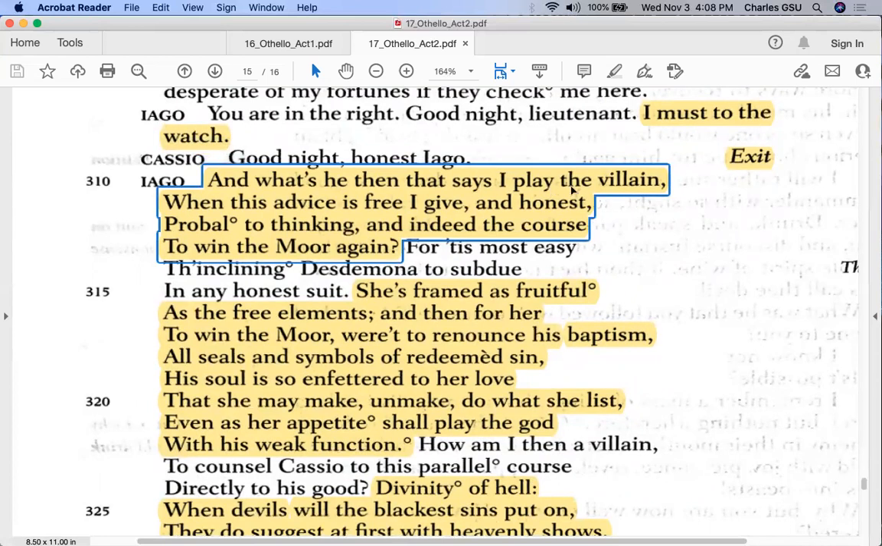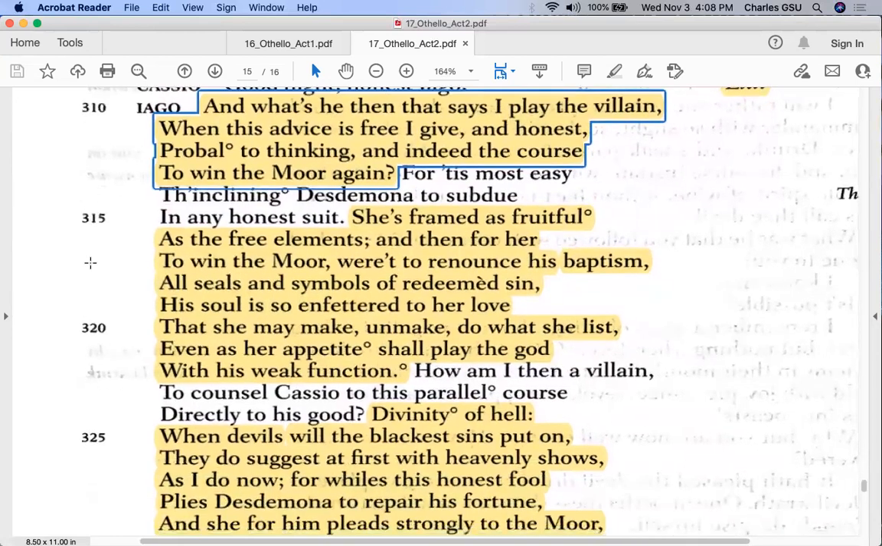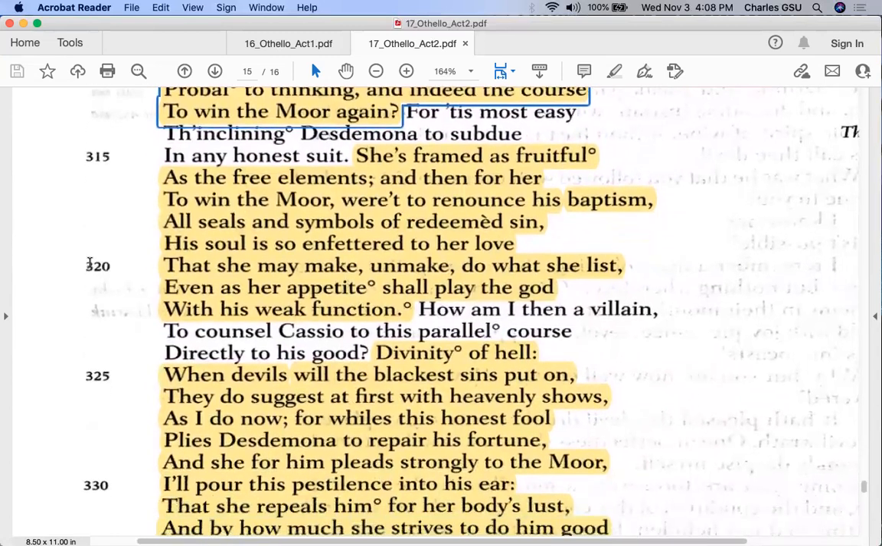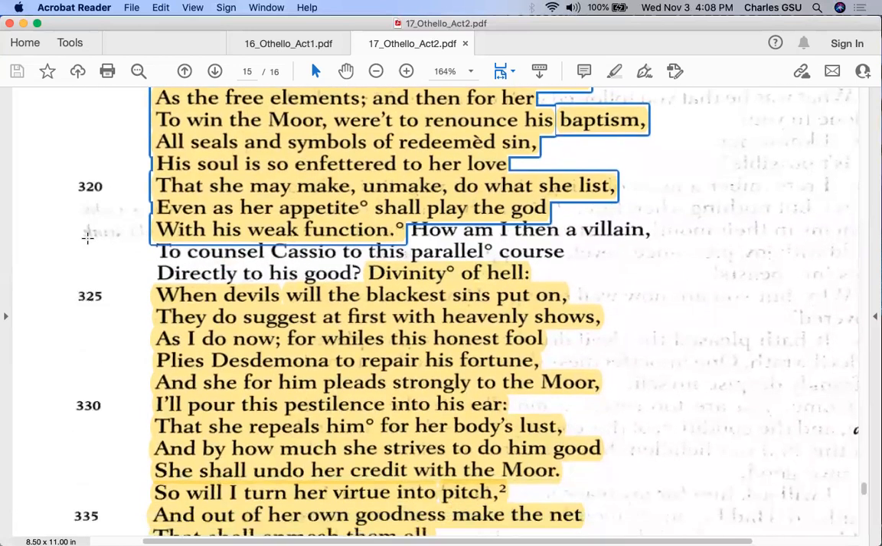And so now that Cassio has exited, we have another soliloquy, and this act ends on this. And so he's here going to say how he's going to, I play the villain, right? And he's admitting it. But again, this is a soliloquy, so no one else can hear this. He's going to say that Desdemona is as free as the elements, right? That she's basically a loose woman.